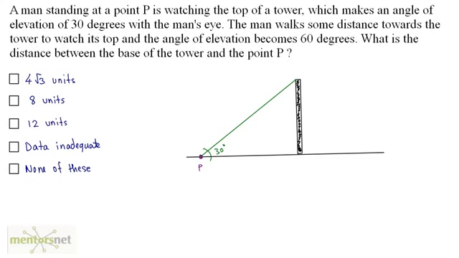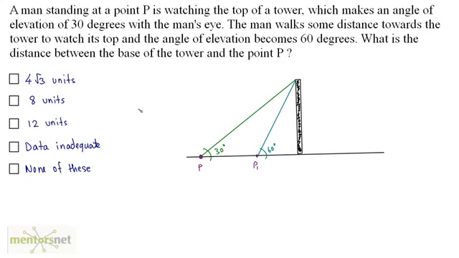Now the man walks some distance towards the tower. Let's say he walks some distance and he reaches here, this point. Let's say it is P1. Now the angle of elevation becomes 60 degrees. So this angle of elevation is now 60 degrees, right?